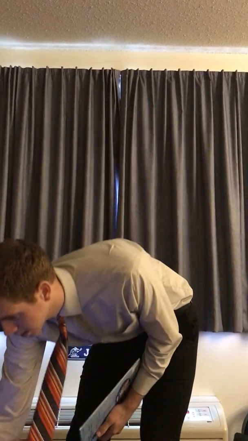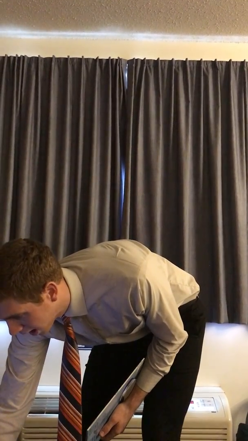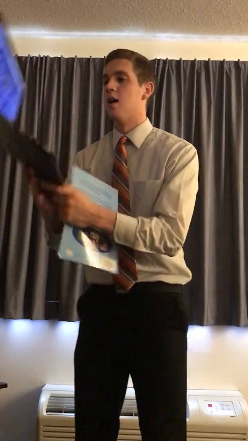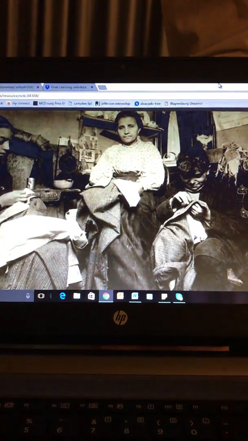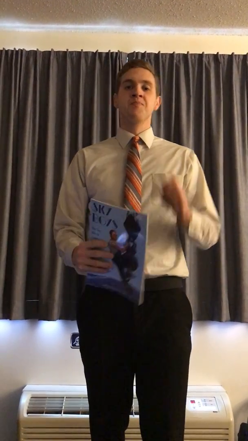To introduce this book, I'm talking about a primary source. It is called High Up on the Top Floor of a New York City Skyscraper. As you can see in the source, it's a mother and her two children. They're knitting garments. You couldn't really see too well, but they're knitting garments to have an income and make money to support their family during this time. And as you can tell in the picture, the little kids' faces, they didn't look too happy.